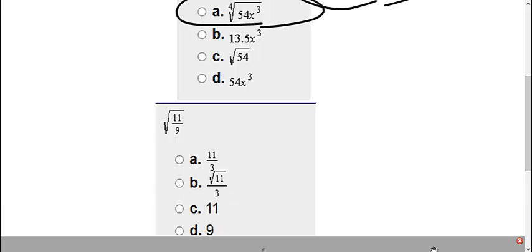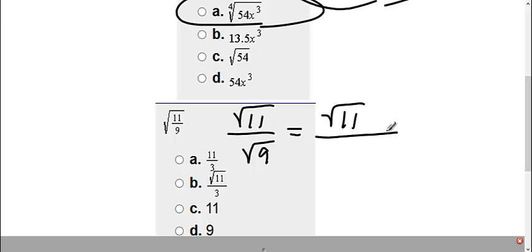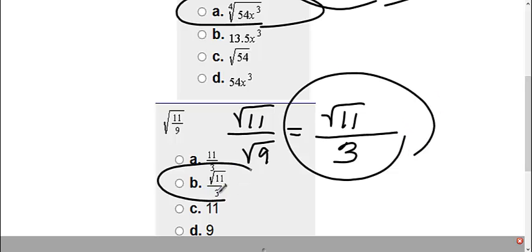Number 3 here, we have the square root of 11 over 9. Okay, so we can break it up into the square root of 11 over the square root of 9. Square root of 11, we can't break that up. It's not a perfect square root. We get square root of 11. Square root of 9 is 3. So we get square root of 11 over 3, which is choice B.